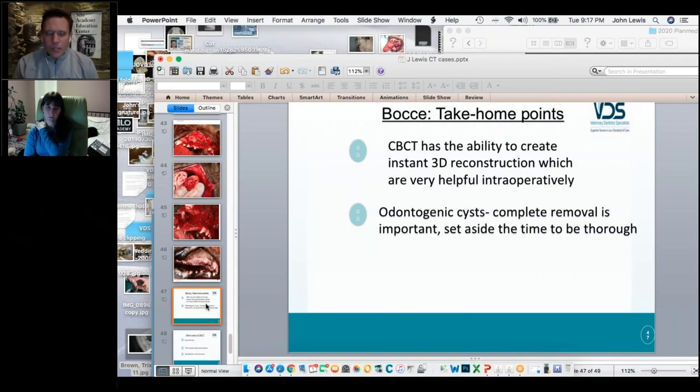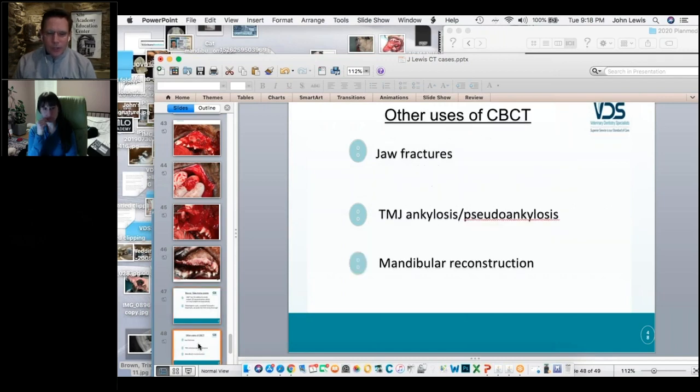Take home points: that 3D ability of the cone beam and the immediate access to the 3D is really nice. And with the odontogenic cysts, complete removal is important when you can accomplish that, to try and prevent recurrence. Some other things we didn't talk about tonight, but I think this cone beam CT is very helpful for are jaw fractures, just so you can see the degree of comminution and see how best to put things back together, as well as TMJ ankylosis and pseudoankylosis.